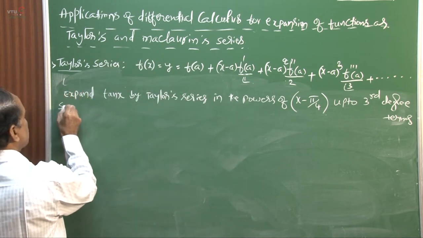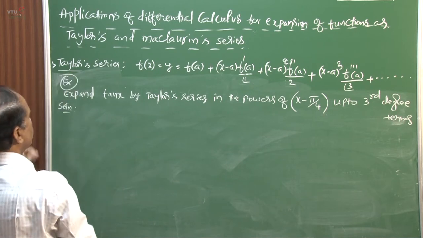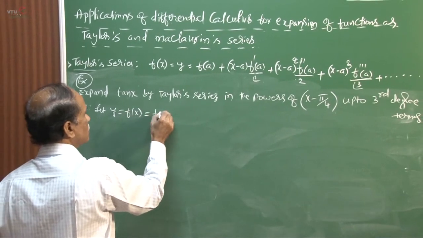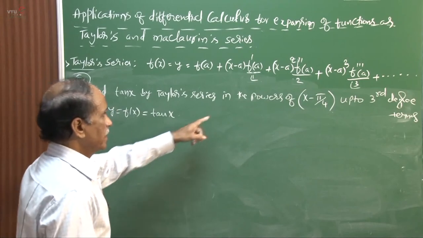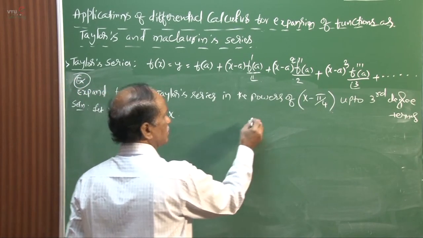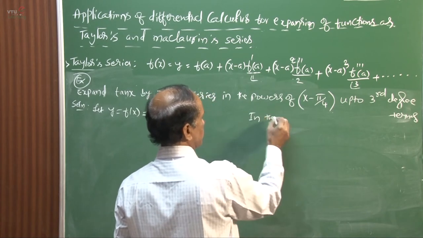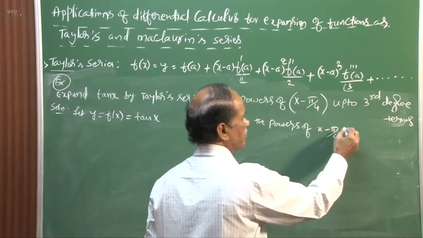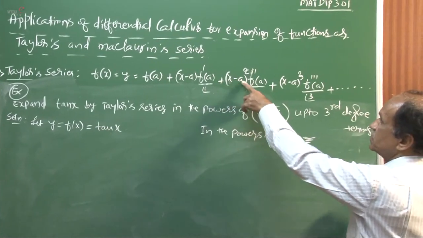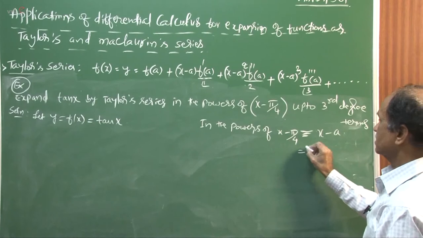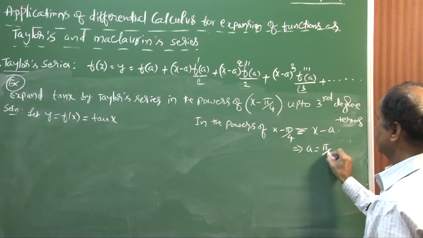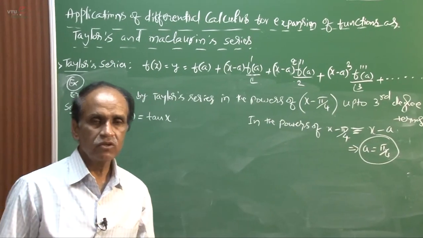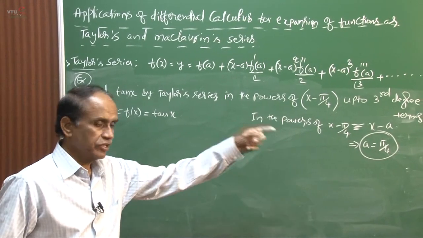Now, in the solution, you can define a function y equal to f of x is equal to tan x. And in the powers of x minus pi by 4, this you can compare. In the powers of x minus a, this implies a is equal to 45 degrees, that is a is equal to pi by 4. Instead of calculating every derivative at x equal to a equal to 0, now you have to put x equal to a equal to 45 degrees.